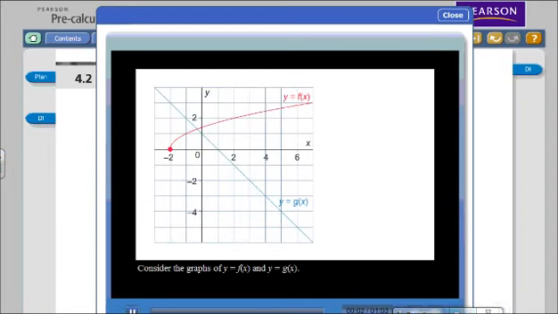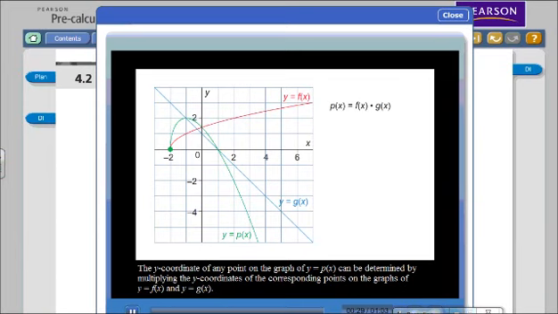Consider the graphs of y equals f at x and y equals g at x. The product of the functions f at x and g at x is f at x times g at x. This may also be written as f times g at x. I let p at x equal f at x times g at x. Here is the graph of y equals p at x.